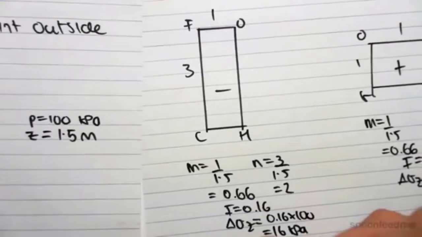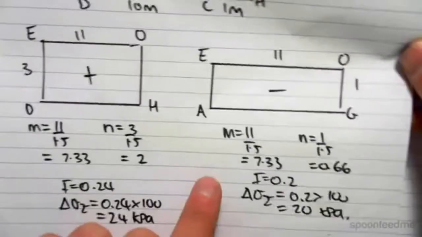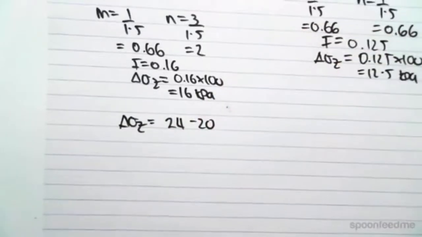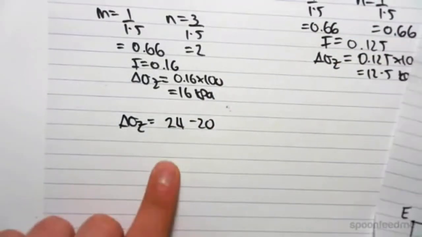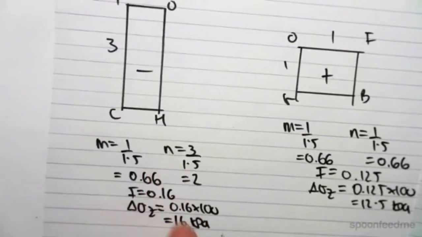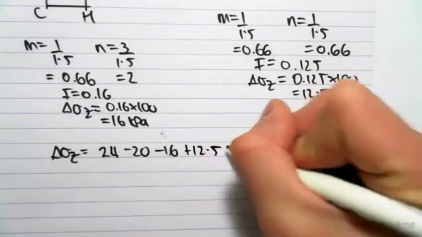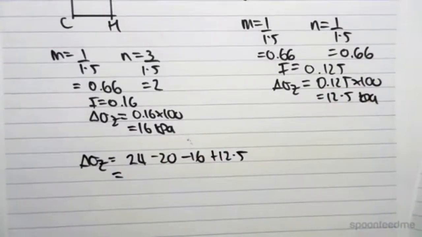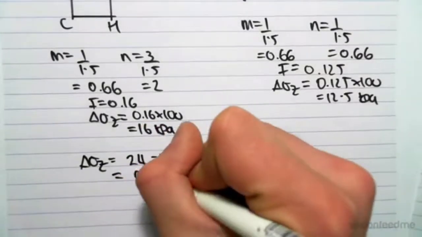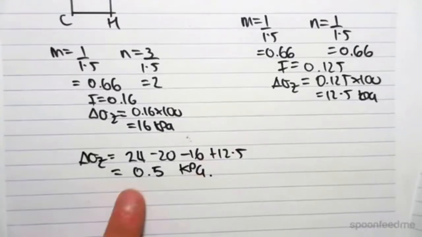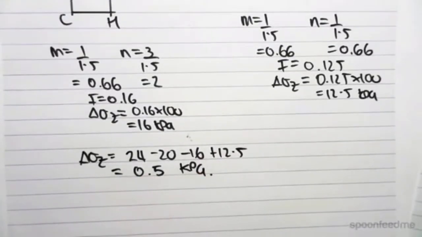So it's going to be 24, which is positive, minus 20, so minus 20, minus 16, plus 12.5. Okay, if we go ahead and work this out, we get an increase of only 0.5 kPa. Okay, so it's quite a small increase, but we get an increase of 0.5 kPa.